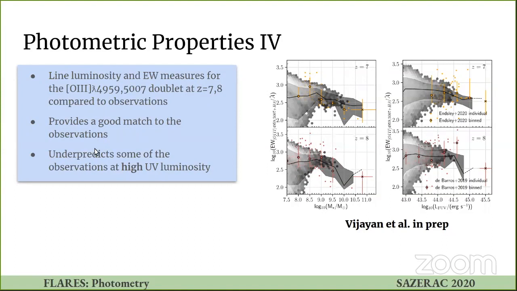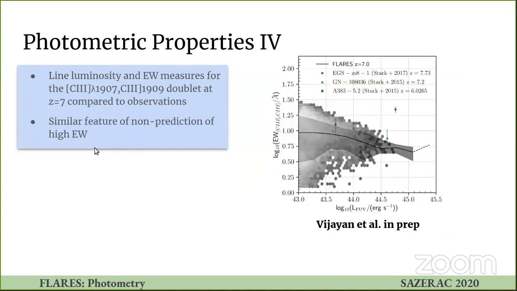And we also look at the C III doublet here. Since we don't have many observations of that, I plot the FLARES z=7 equivalent width functions with respect to some of the observations that are available to us. So here also we have some of these highly luminous objects having a higher equivalent width than we have predicted. So it is worth looking into the effect of AGN on these galaxies.